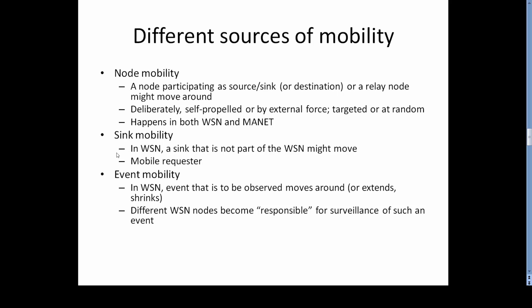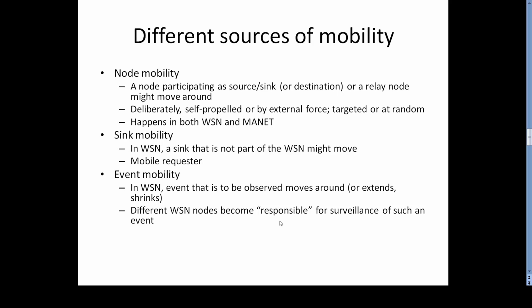Next is sink mobility. In a WSN, a sink that is not part of the WSN might move. Third is event mobility. An event is not going to occur at only one particular location. The event may shift from one location to another. So in a WSN, the event to be observed moves around, and different WSN nodes become responsible for surveillance of such an event. We'll see an example.